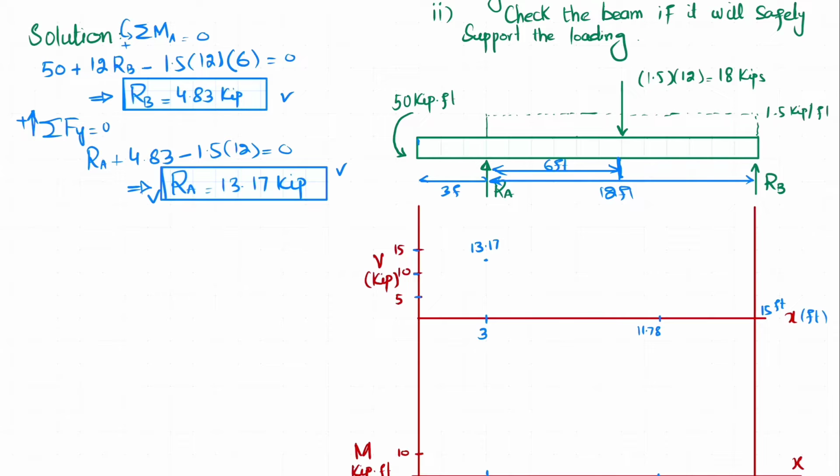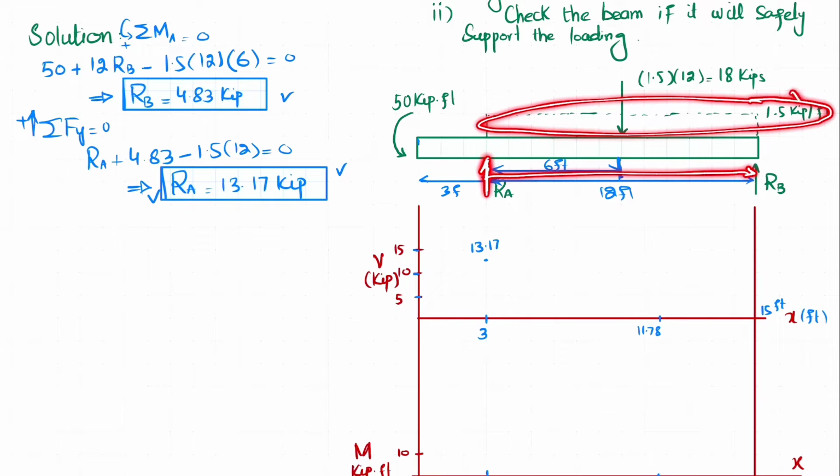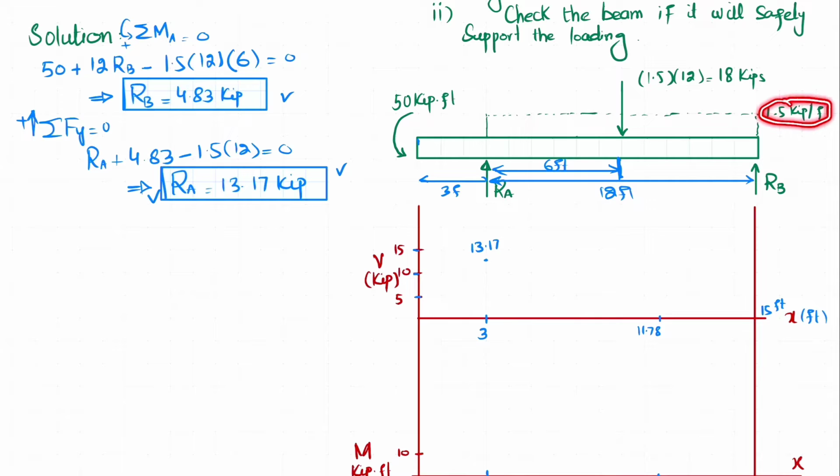Now moving from A till the end, there is a uniformly distributed load of 1.5 kips per foot. So 1.5 kips per foot multiplied by 12, that is 1.5 multiplied by 12, will give you minus 18 because it is downward. So plus 13.17 minus 18.